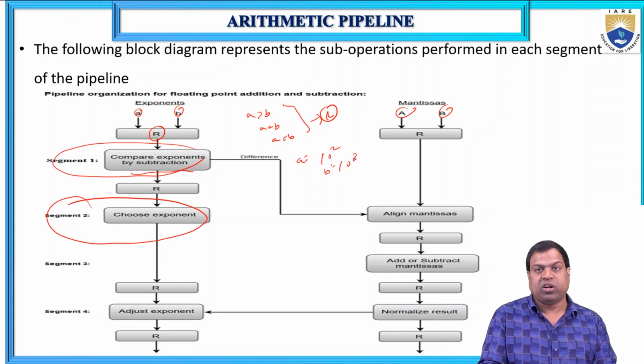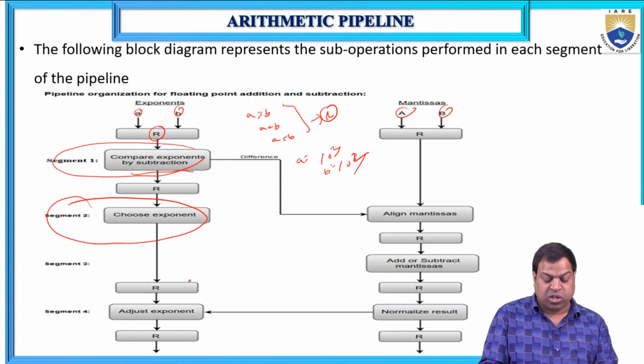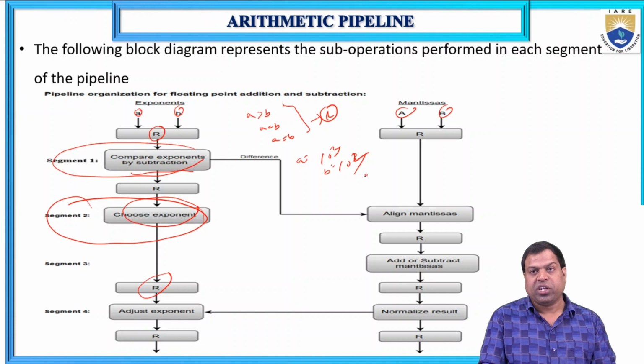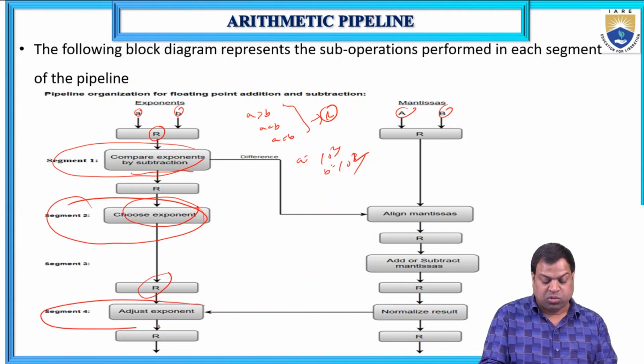Here a equal to 10 square and b equal to 10 cube. So we have to take a equal to 10 square and b equal to 10 square, or a equal to 10 cube and b equal to 10 cube. We have to choose which exponent to use. Next, segment 3. If I want to choose this exponent, definitely I need one register. In segment 3, we are adjusting the exponents. How? 10 square is changed to 10 cube, or 10 cube is changed to 10 square. That adjustment happens in segment 4.